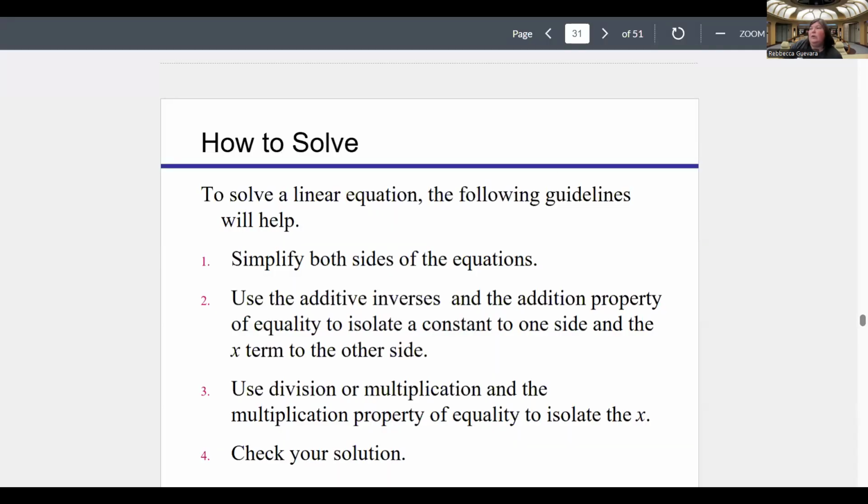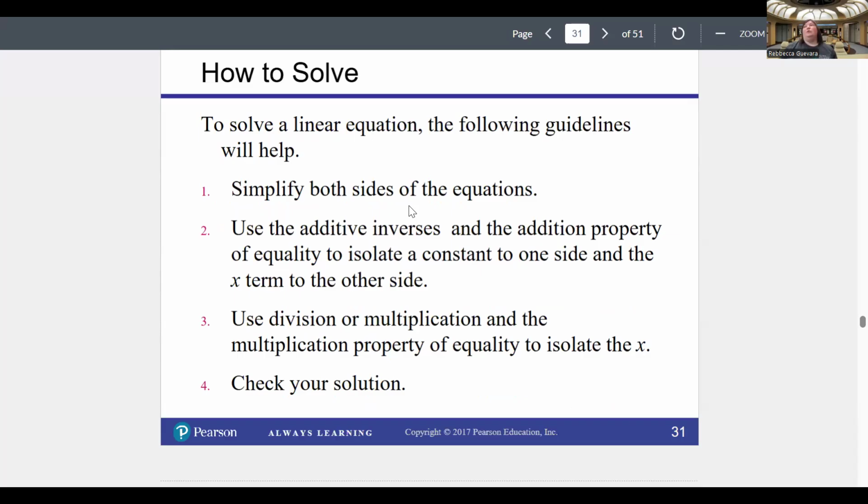Okay, so we're going to start talking about how to solve linear equations. This is just a step-by-step guide to help us walk through solving linear equations. This is not necessarily going to apply to everything else, but really just to linear equations for now. So the first thing we want to do is definitely simplify both sides of the equation.